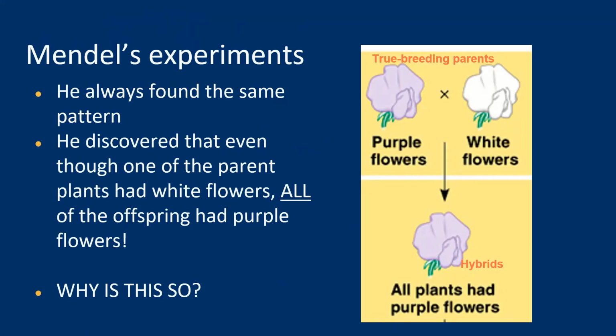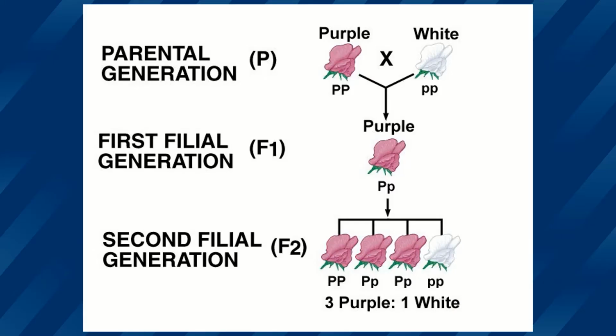Here is an example of Mendel's experiments, just like what I was talking about. He always found the same pattern. He discovered that even though one of the parent plants had white flowers, all of the offspring had purple flowers. Why is this so? Because, as in the example we were given earlier, there is complete dominance. When purple is completely dominant over white, and they are together in one location, there will only be purple and there will be no white. White can only be manifested when it is homozygous for the trait.